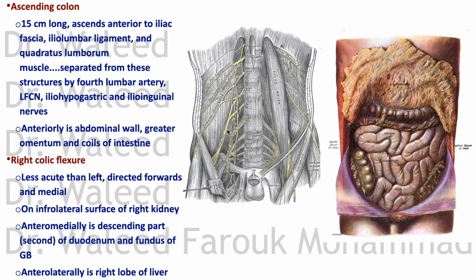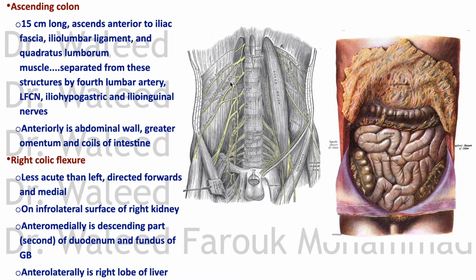The ascending colon is shorter than the descending colon. It's 15 centimeters long, ascends anterior to the iliac fascia, iliacus muscle, and the iliolumbar ligament, and goes upward to pass over the quadratus lumborum muscle, and is separated from these by the nerves you can see here. So see the lateral femoral cutaneous nerve, the ilioinguinal nerve, and the iliohypogastric nerves as it goes up. The same thing on the left side, but because the left side is longer and a little higher than the right, add subcostal nerve and vessels to this.